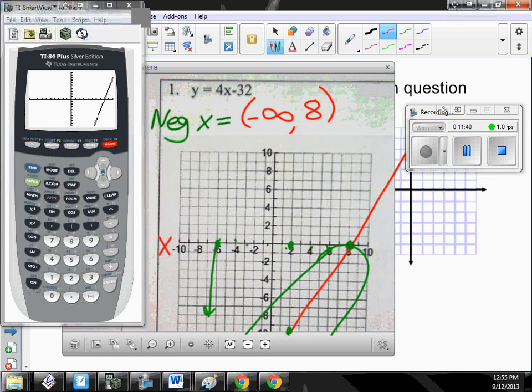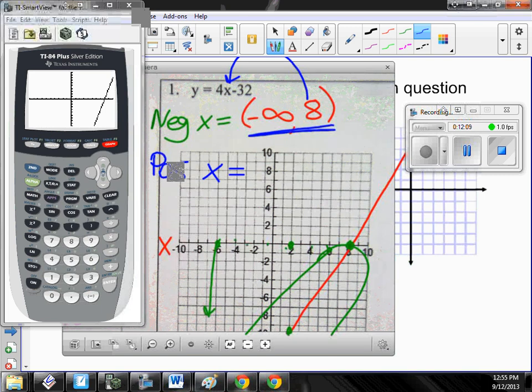So let me show you again what this means. If I pick any x in this group and plug that x into the equation, the answer I get out will be a negative number. That's what we're doing today. What values for x make the function negative? What values for x land on the graph below the x-axis? All right?